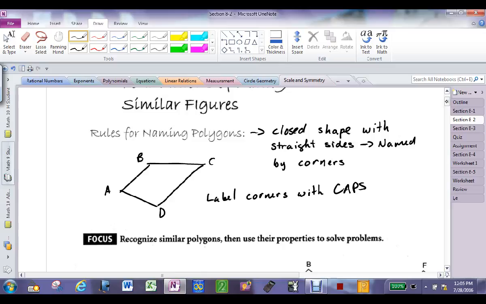So that's all you need to know for naming a polygon, right? Just like we name lines, right? In the last unit. Okay.